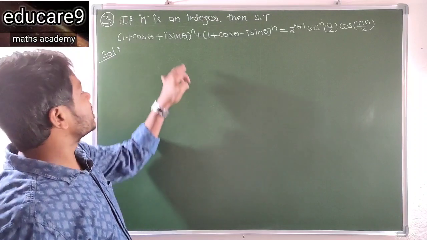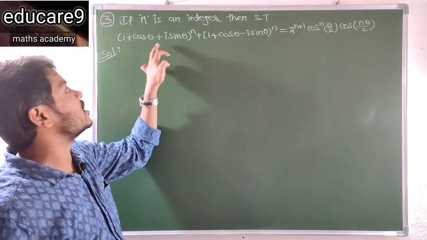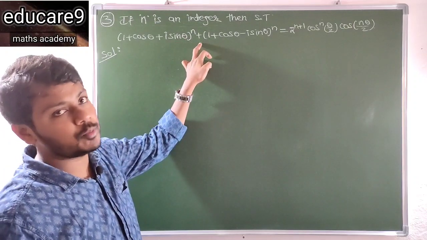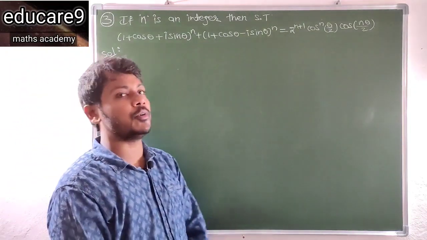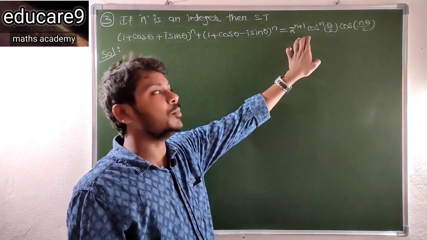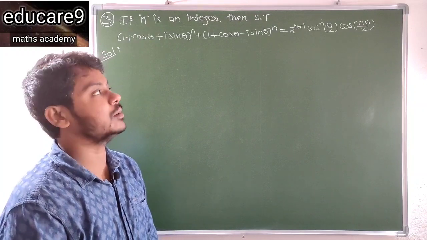So see the question number 3. If n is an integer, then show that (1 plus cos theta plus i sin theta) whole to the power of n plus (1 plus cos theta minus i sin theta) whole to the power of n value is 2 to the power of n plus 1 cos power n theta by 2 and cos n theta by 2.